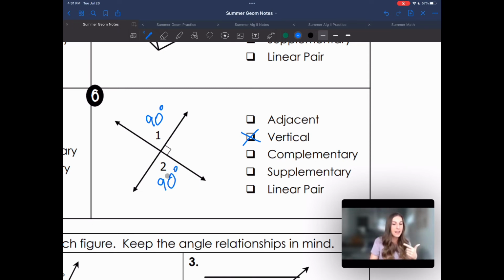And 90 plus 90 is 180, which means they are supplementary. They add up to 180. I'm going to write that here. 90 degrees plus 90 degrees does equal 180 degrees. But they're not on a straight line, so we wouldn't actually say they form a linear pair.